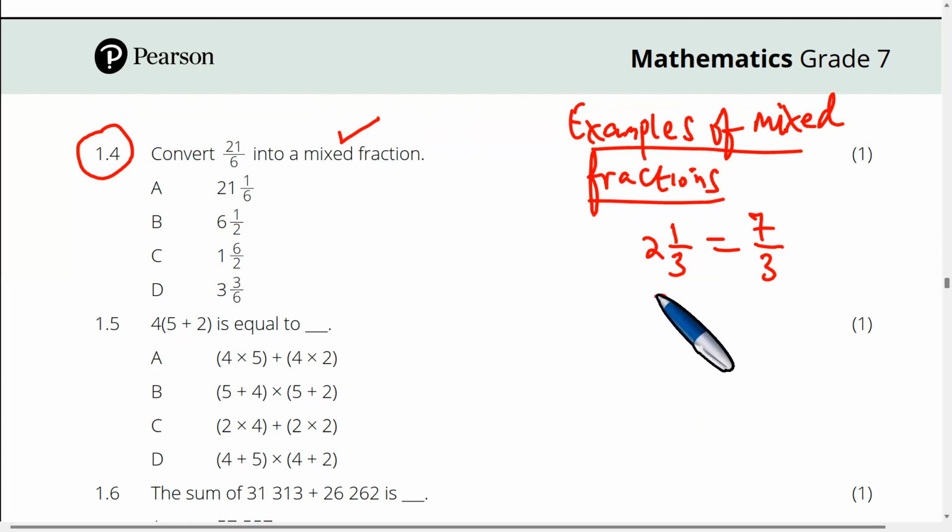So if you have 8 and 2 over 3, what is 8 times 3? 24. Right, 24 plus 2 is 26 out of 3. Okay, so convert this one to a mixed fraction. What is that one as a mixed fraction? Your thoughts, please. I'm giving you about a minute to try that one. When you're done, please let me know.